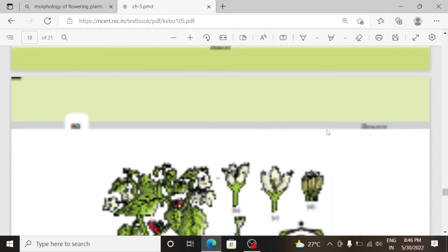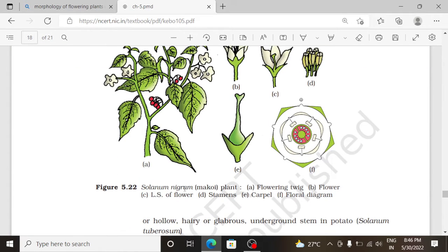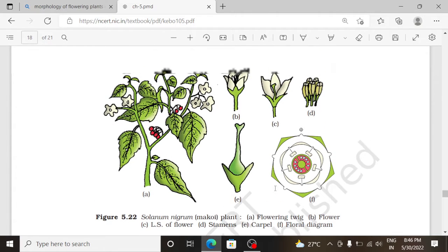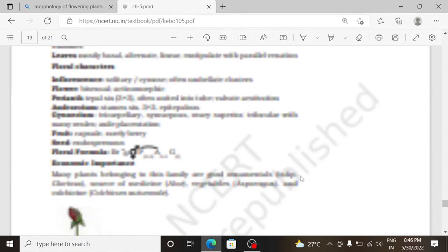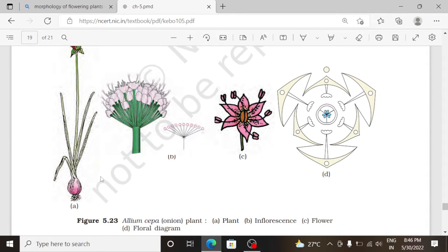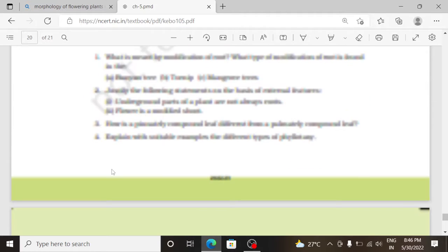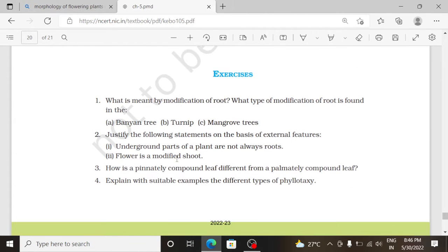Okay, yes, and this one is Solanum nigrum, that is makoy plant. A1 is flowering twig, B is a flower, C is LS of flower, and D is stamens, and E is carpel, and F is floral diagram. Okay, then this is Allium cepa, that is onion plant. A is a plant, B is inflorescence, C is flower, and this is floral diagram, okay. So finally we'll read the exercise and then we'll end the chapter.